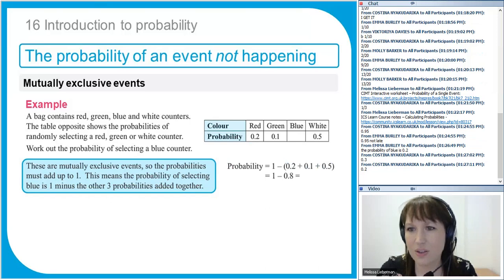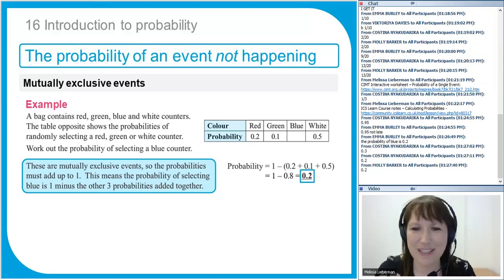Good. And Emma as well. Brilliant. You've actually typed in a whole sentence. Well done. The probability of blue is 0.2. Right. Perfect. 0.2. So we just need to make sure that these numbers all add up to 1.